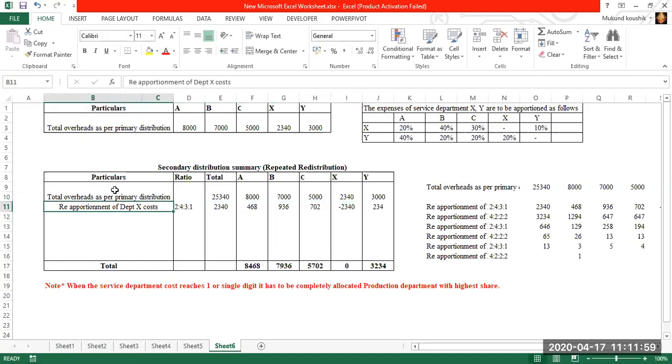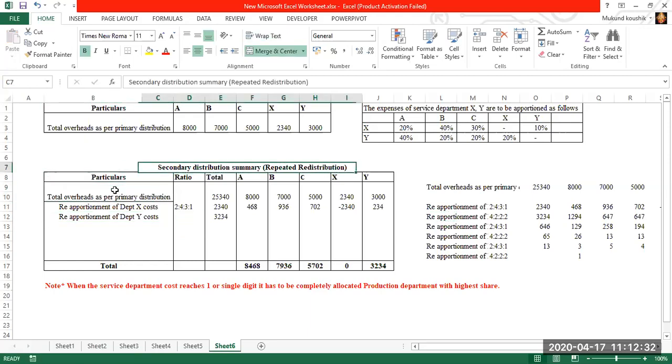Now whatever overheads we have in service department Y, we have to allocate. As per primary distribution, you had 3000. But you also got a share in this secondary distribution of 234. So this 3000 plus this 234, you have to add it. Now in the service department Y, you have total overheads of 3000 plus 234, making it a total of 3234. So next, 3234 has to be allocated to other departments. So reapportionment of service department Y we have to do.